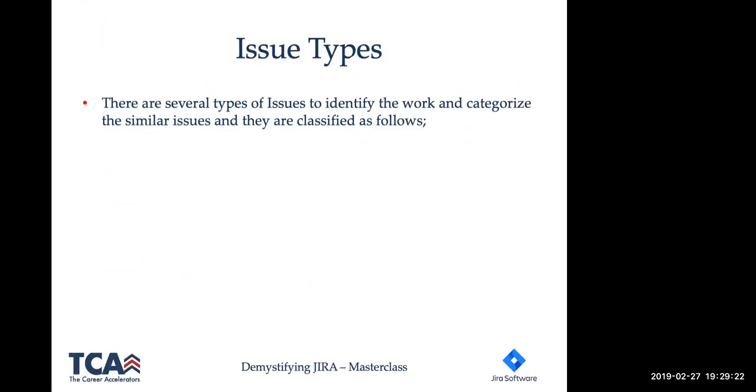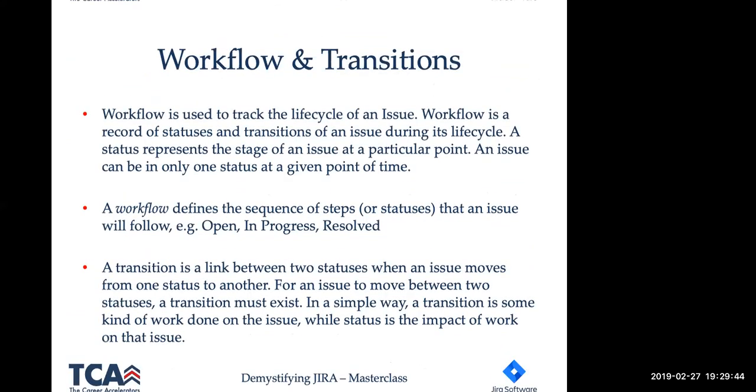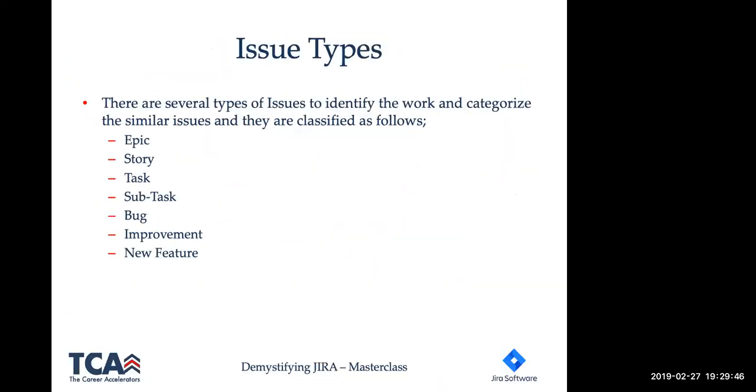So there are several types of issue to help categorize similar issues. These issues can be categorized into epics, stories, tasks, subtasks, bugs, improvements, and new features. I'll go back one step. Epics are large user stories. Where you have a large user story, it is called an epic.